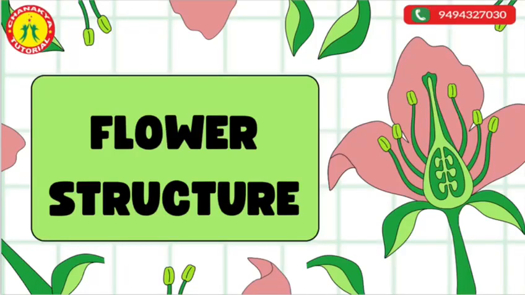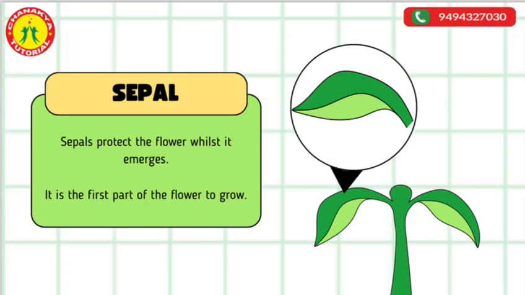Today we will learn about flower structure. The first structure is sepal. Sepals protect the flower whilst it emerges. It is the first part of the flower to grow.